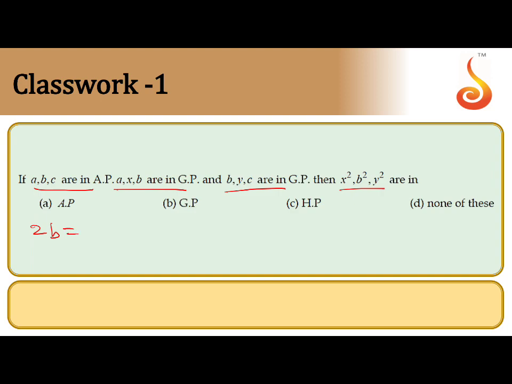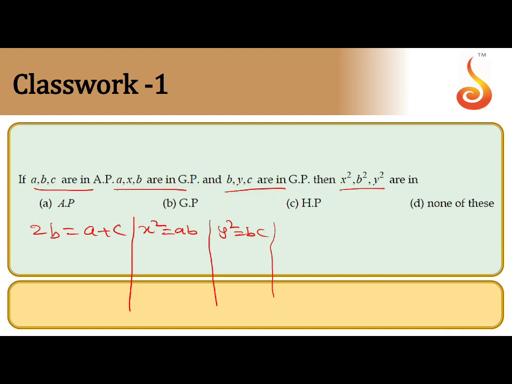So they are given a, b, c are in AP, so it means 2b equals a plus c. a, x, b are in GP, then x square equals ab. Now b, y, c are in GP, then y square equals bc. This is the data which is given in the question. So now you have to get the answer for x square, b square, y square.